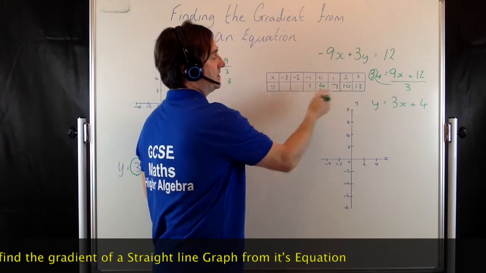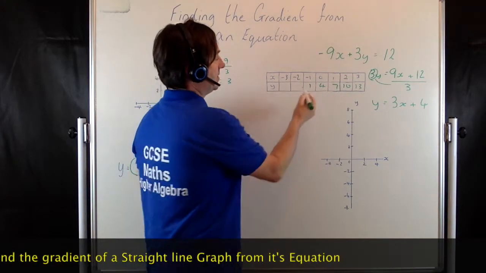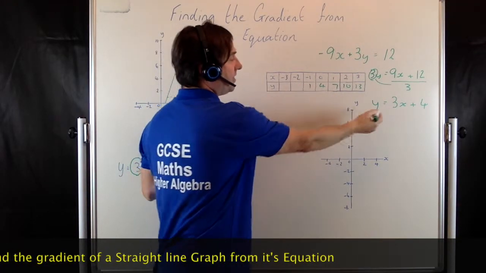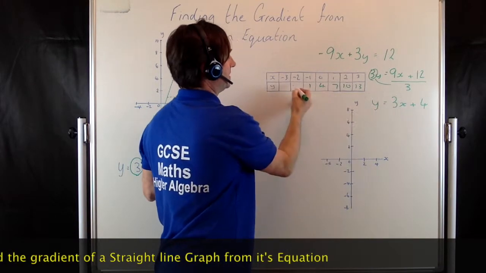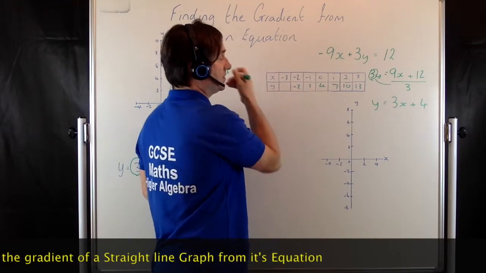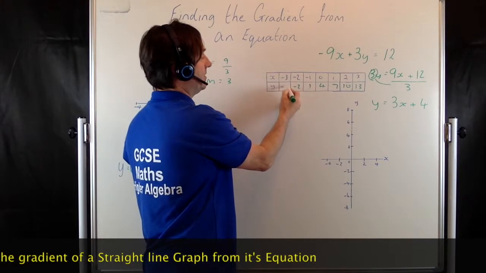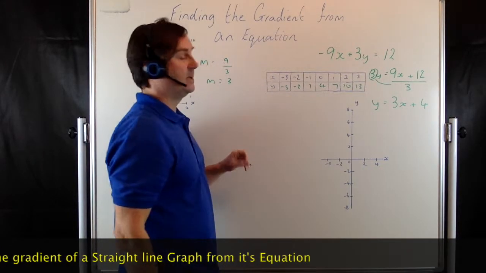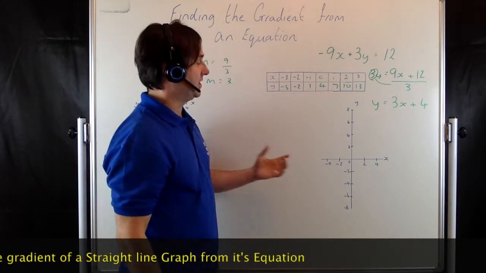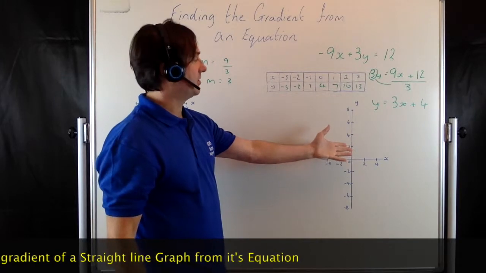You should be able to see that this is going down in 3s, so I could continue that on. 3 times negative 2 is negative 6, plus 4, I'm going to get negative 2. And then if I go down 3 again, I'm going to get negative 5. I'm now going to plot these coordinates on my grid.